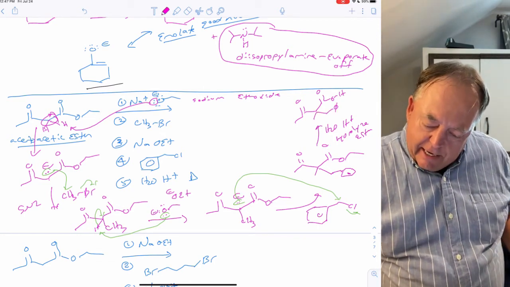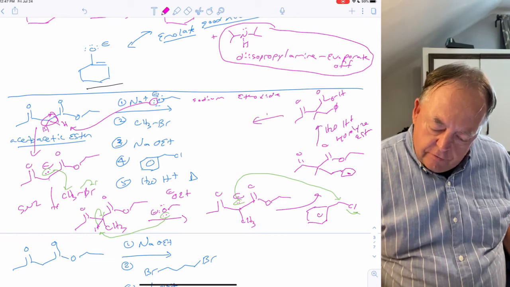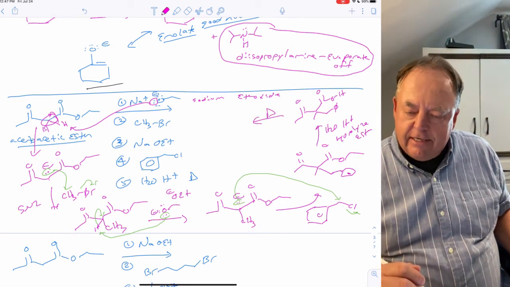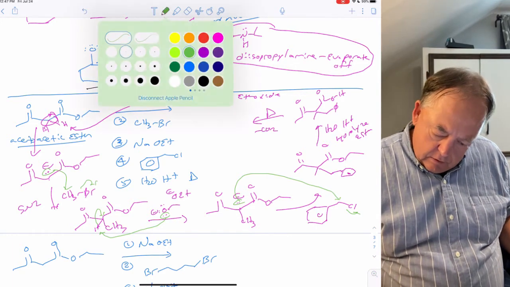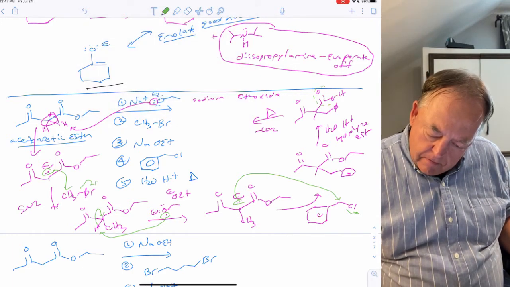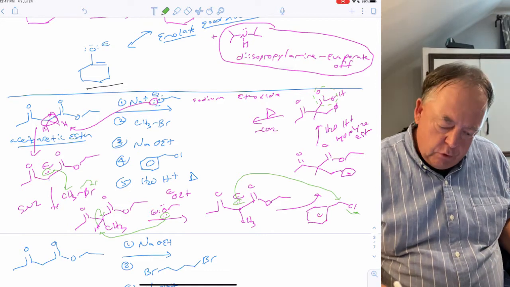And now you have a beta keto ester. So if you remember, if you heat that up, that can decarboxylate. So you would lose CO2 and bump the hydrogen down into its place.